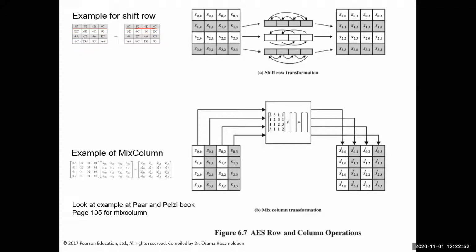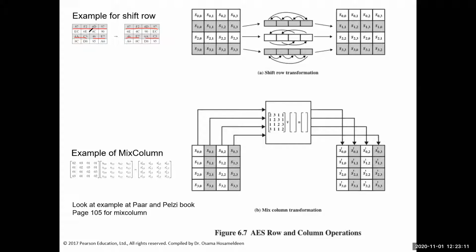What about the third row? We have 2 bytes here, and we move them to the right. So 4A and C3 are moved to the right, and 46 and E7 are moved to the left. And the last row is shifting to the right.